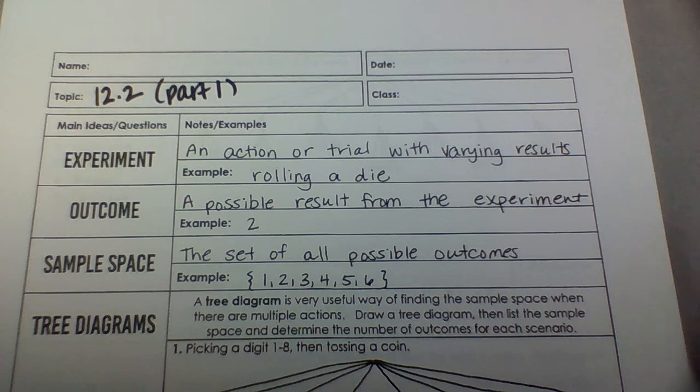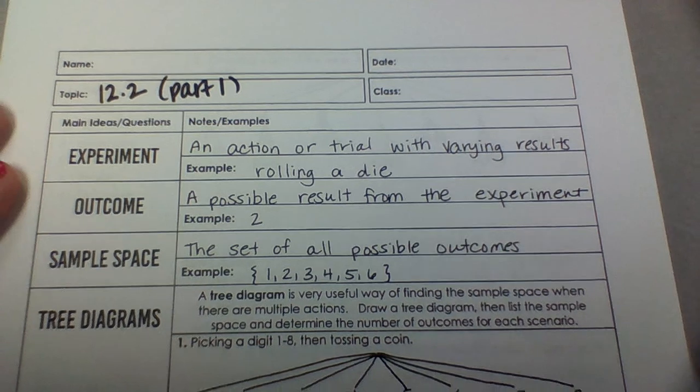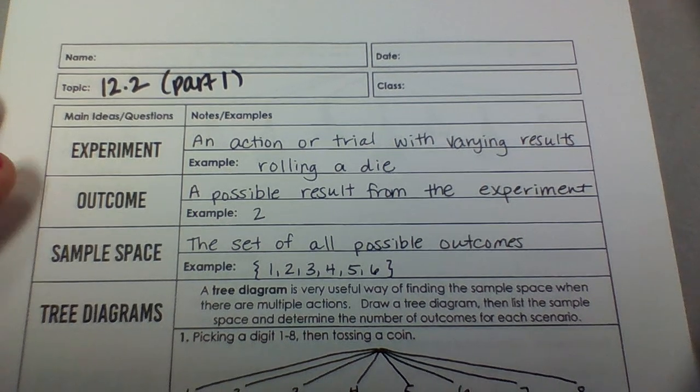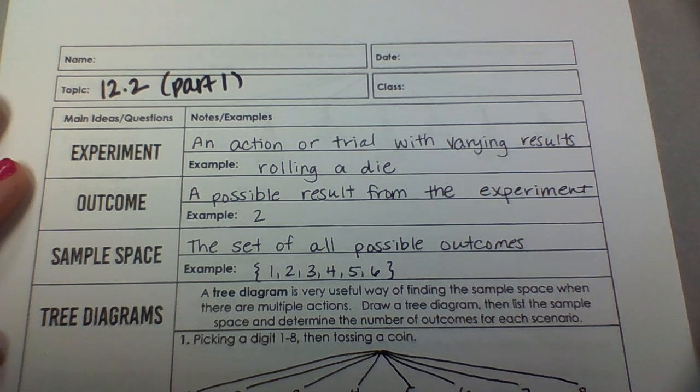Okay, let's talk about some experimental stuff, sample spaces, that you've probably talked about a little bit in your previous math classes, probably when you were younger. So, an experiment we define as an action or a trial with varying results. So, for example, rolling a die.